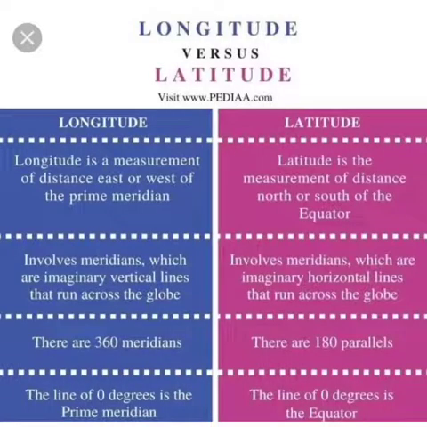So, longitude versus latitude. Longitude is a measurement of distance east or west of the prime meridian. It involves meridians, which are imaginary vertical lines that run across the globe. There are 360 meridians. The line of 0 degrees is the prime meridian. Latitudes: there are 180 parallels.